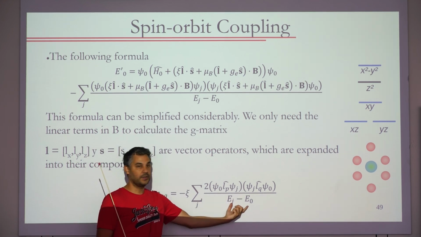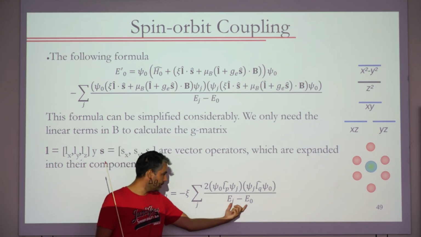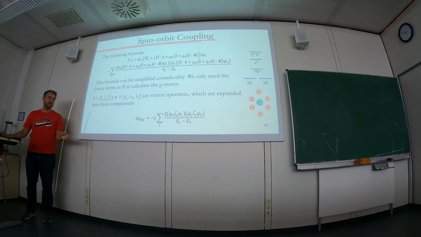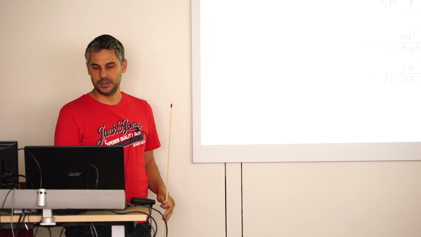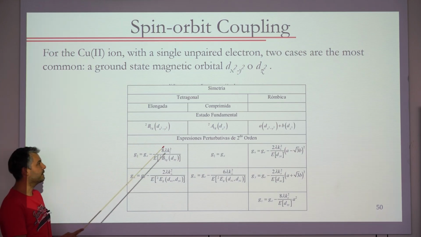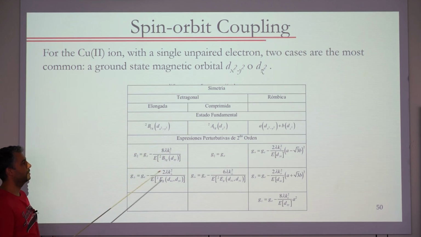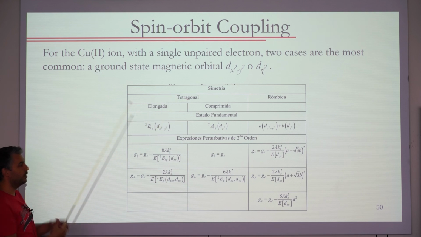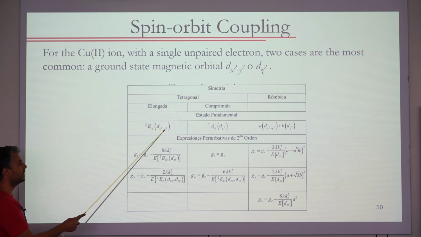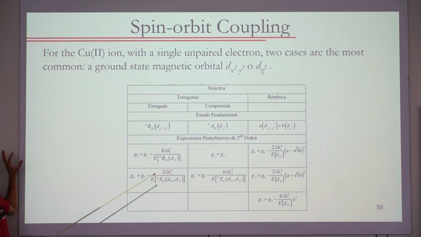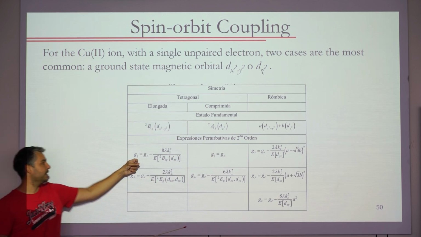And this depends on the inverse energy of those states. So you can simplify that a lot for a lot of cases. So you get, for example, for copper 2 that has a 1 ampere electron, you can have different possibilities. So you can have an elongated tetragonal distortion. You will have a ground state that has the ampere electron on the x squared minus y squared orbital. So that previous ugly looking equation can be simplified to this.